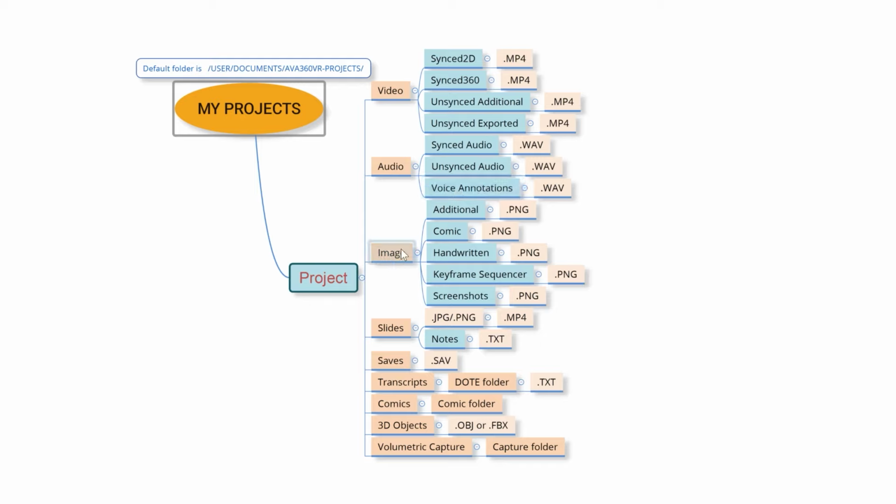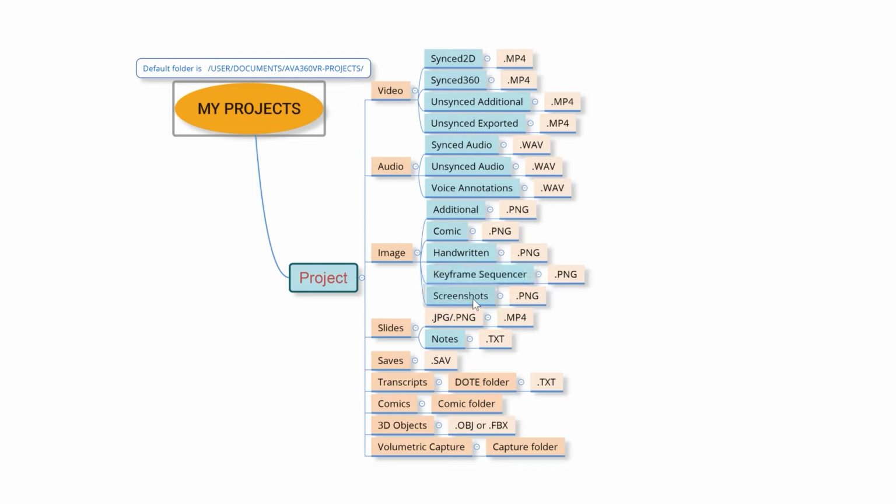And then we have image. This is where you could put additional images. The comic images are those that are exported from the comic generator, the comic creator. So you don't need to put anything there. That's where those comics will appear in a folder with a particular numbering and a date timestamp. Handwritten we're not using right now, but the keyframe sequencer we are, and the screenshots. So the keyframe sequencer, when you export your keyframes to disk, this is where they'll appear for that project.